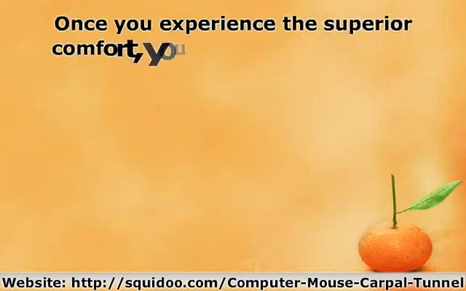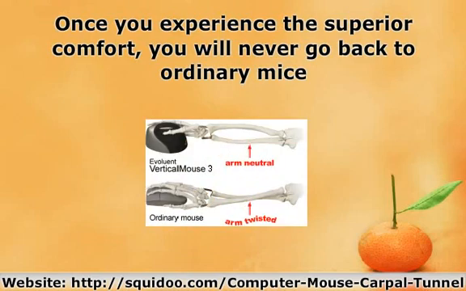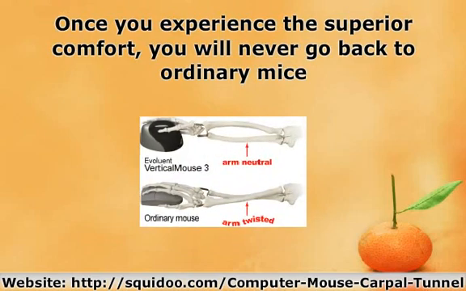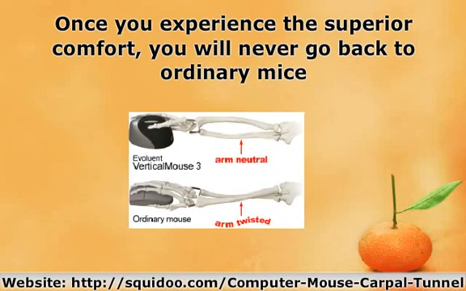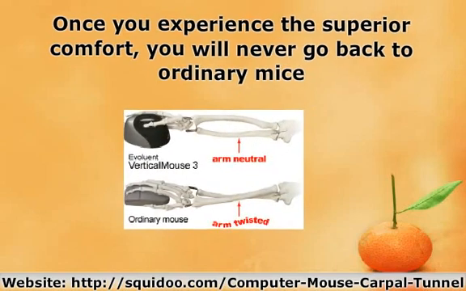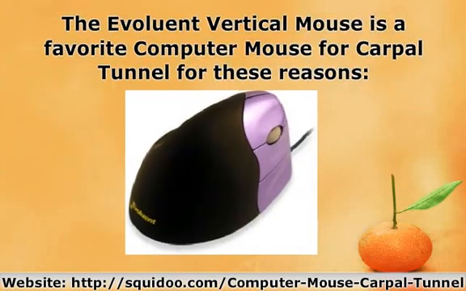The Evoluine Vertical Computer Mouse design supports your hand in a fully upright handshake position that eliminates the forearm twisting required by ordinary mice. Once you experience the superior comfort, you will never go back to ordinary mice. The Evoluine Vertical Mouse is a favorite computer mouse for carpal tunnel for these reasons.